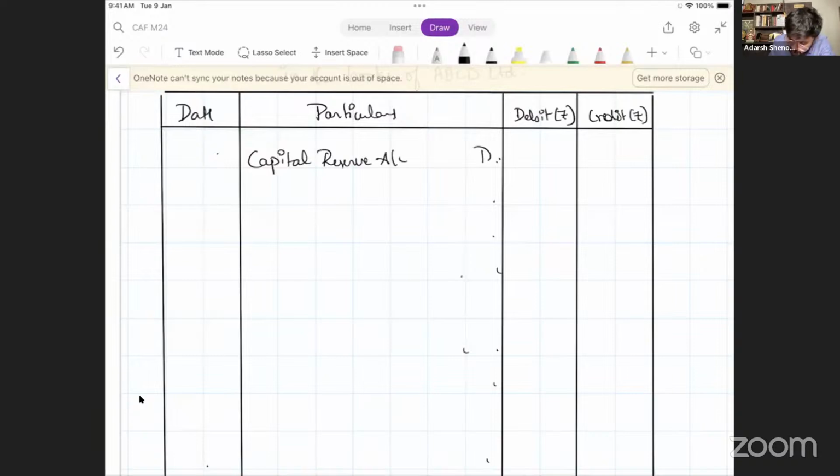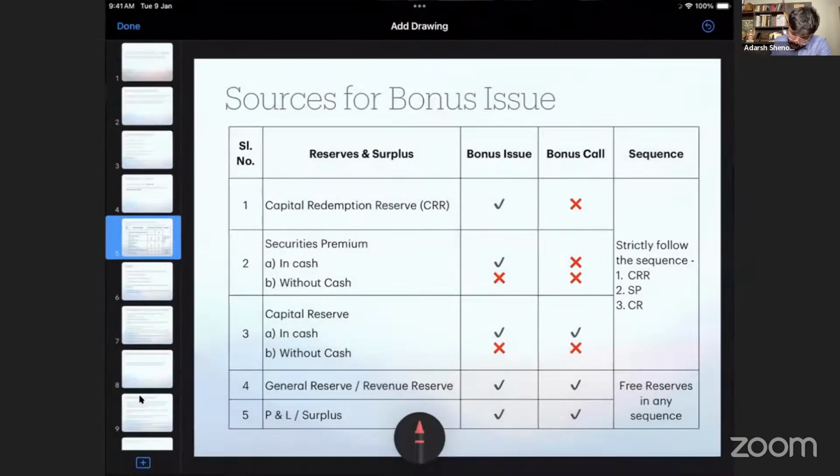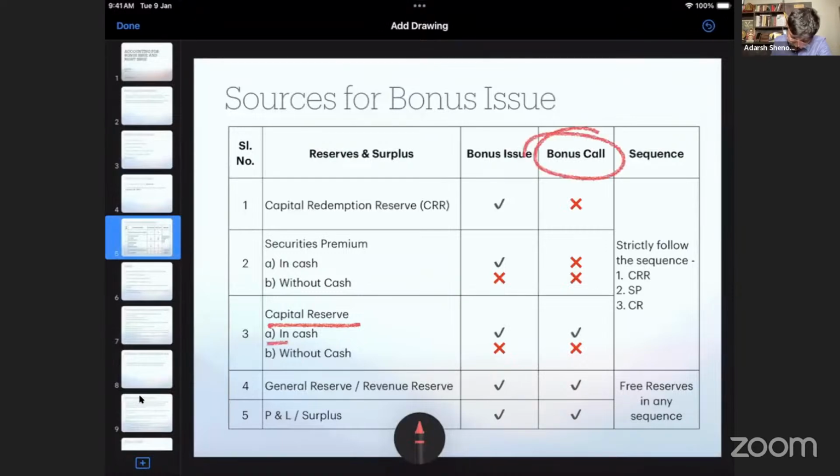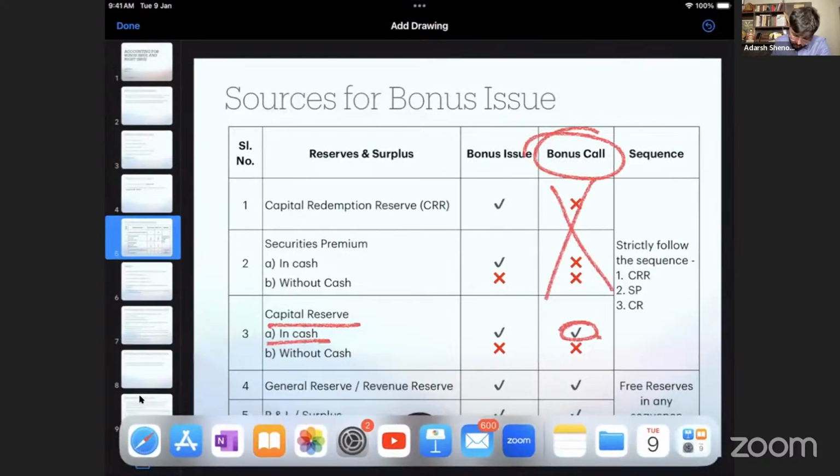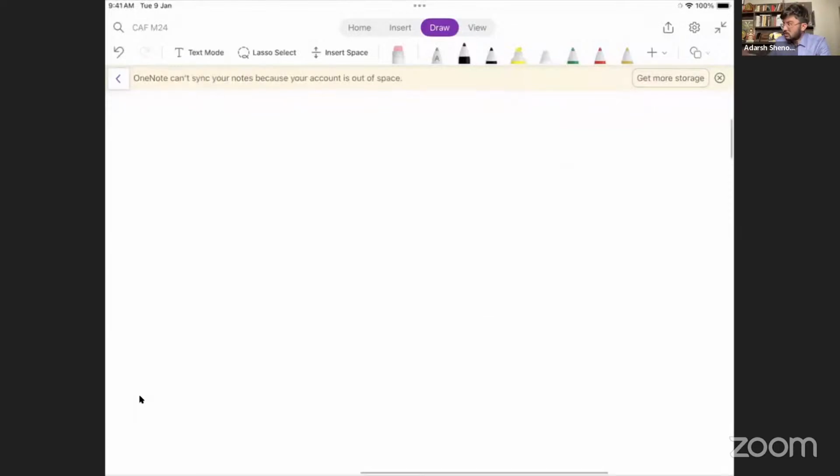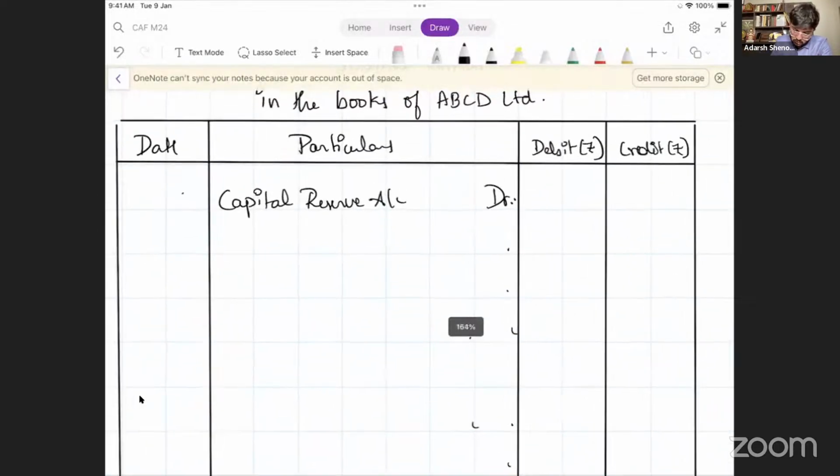Debit. Security premium is for cash, but for a bonus call, I can't use the security premium. I can use only capital reserve. This is a bonus call. I can use only capital reserve in cash. I can't use this. ₹25,000.